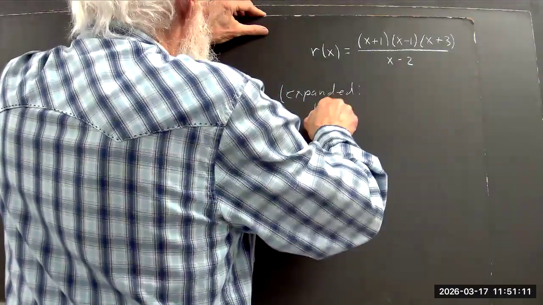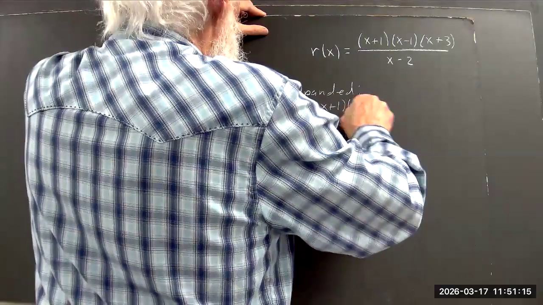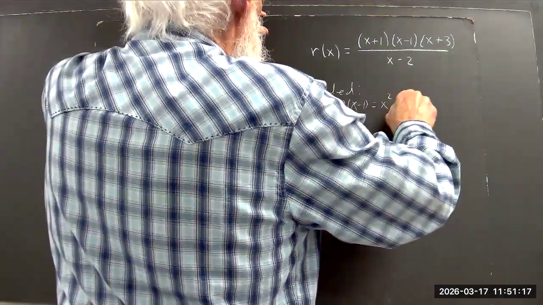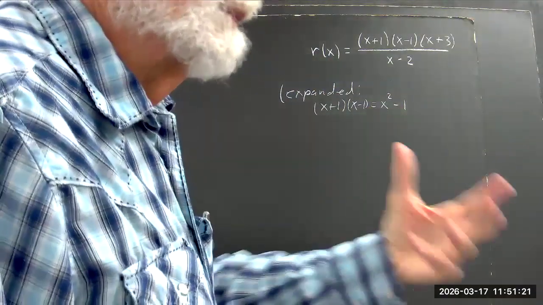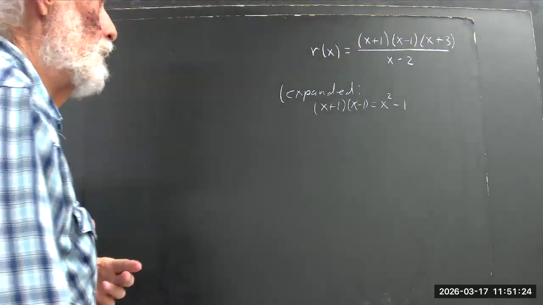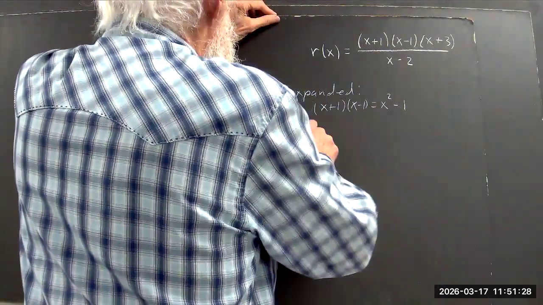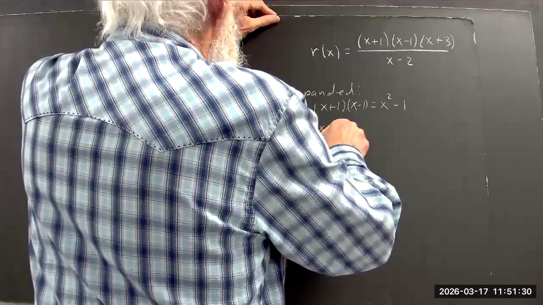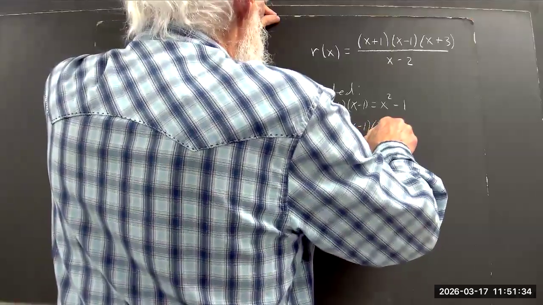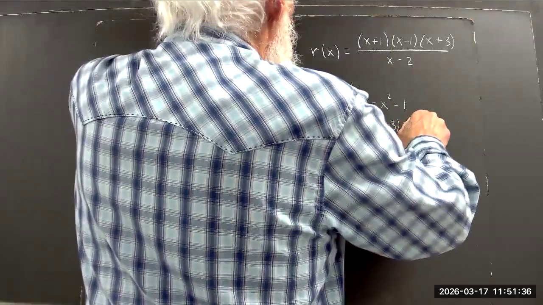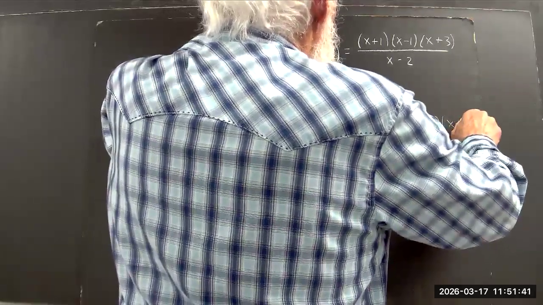First of all, x plus 1 times x minus 1. That's a special product. It's x squared minus 1. And you should be able to use the distributive law to verify that. Then x plus 1 times x minus 1 times x plus 3 equals x squared minus 1 multiplied by x plus 3.